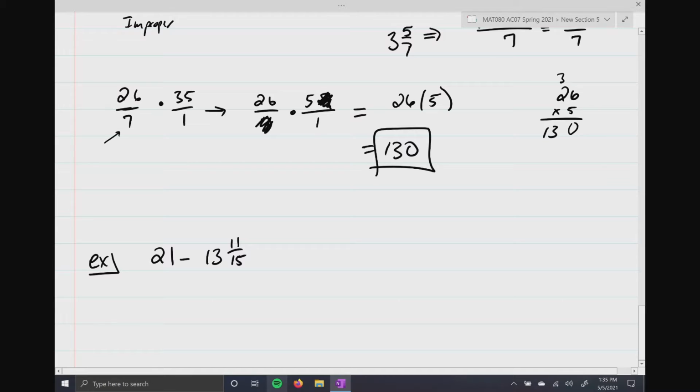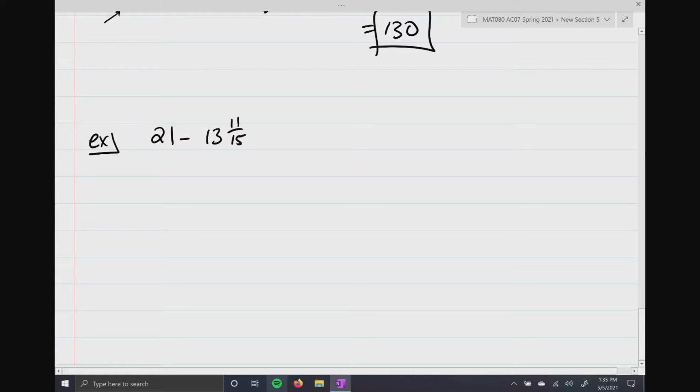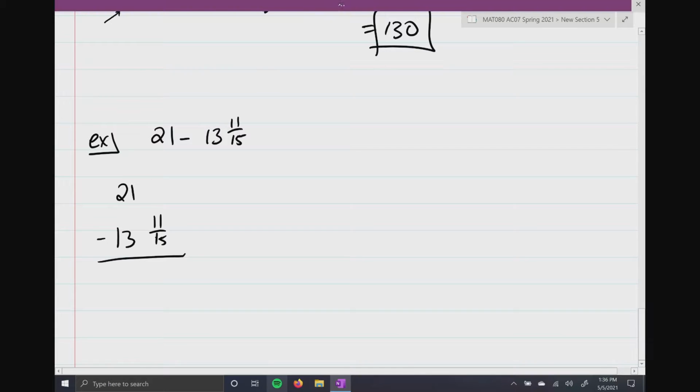I think first things first, let's identify the types of numbers. 21 is a whole number. 13 and 11/15, that's a mixed fraction or a mixed number. So anytime I see mixed fractions and mixed numbers and I'm adding or subtracting, I like to stack them. Now, technically, I have a mixed number with the 21. It's just 0/15. All right?